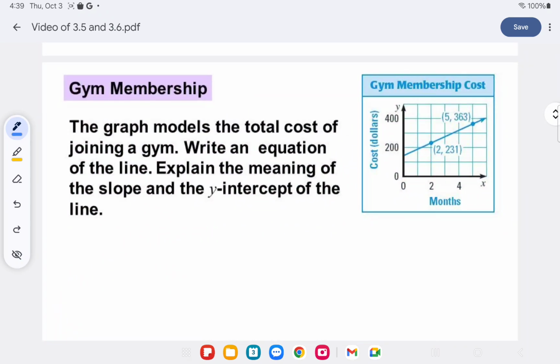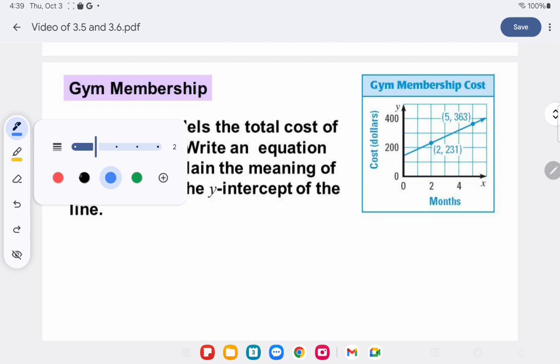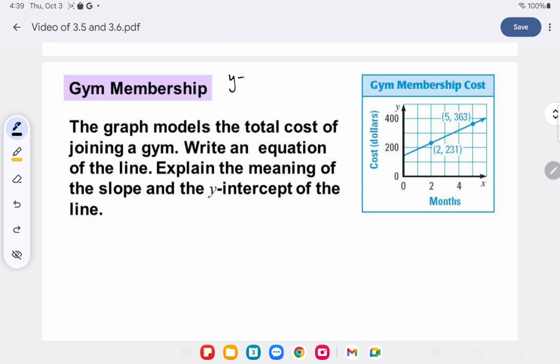In this example, we're going to write an equation of a line, and then we're going to talk about what it means to interpret the slope and the y-intercept. So the things we need to write an equation of a line in slope-intercept form are the slope and the y-intercept. Our y-intercept isn't super clear in this case.